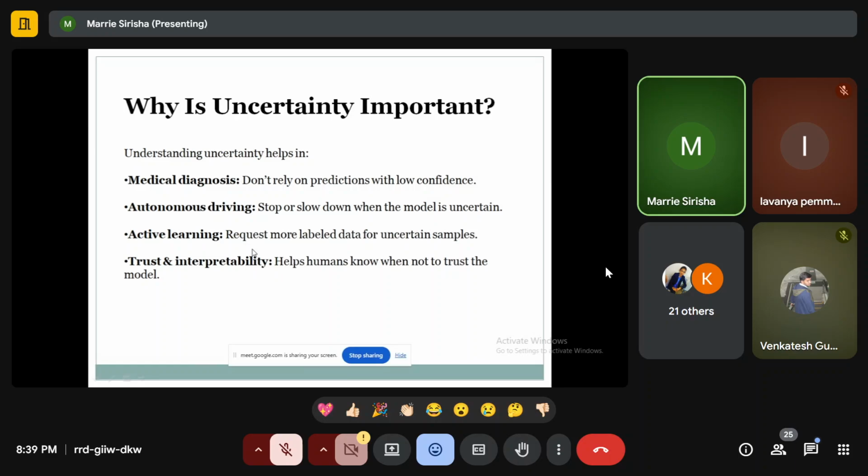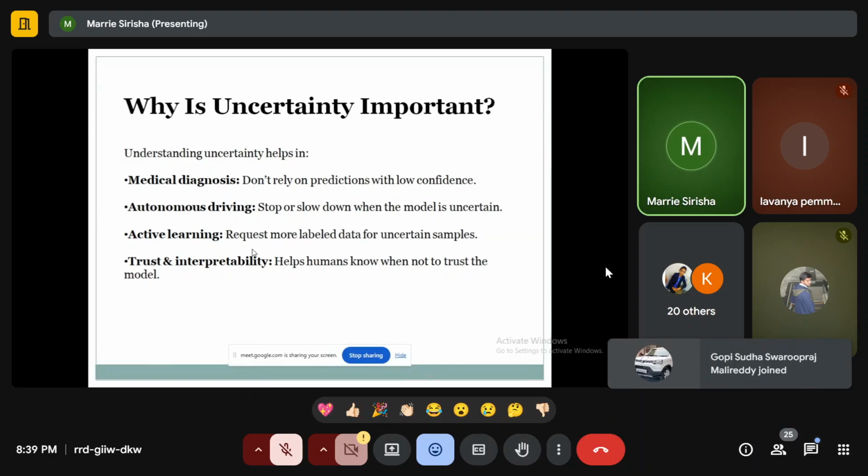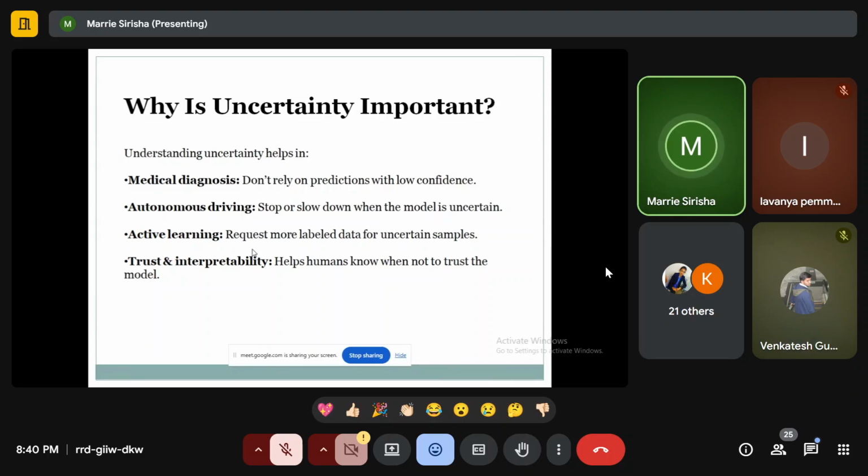So it should continuously improve by giving more labeled data, basically a data set which has informative data without noise. Okay, if we train with a good data set, our model will be more accurate and best. And the last one is trust and interpretability.